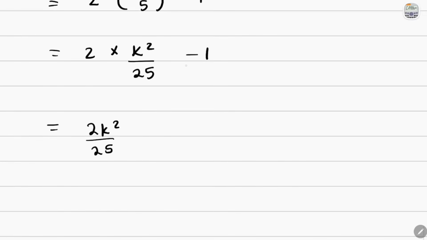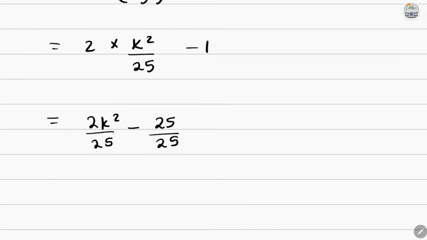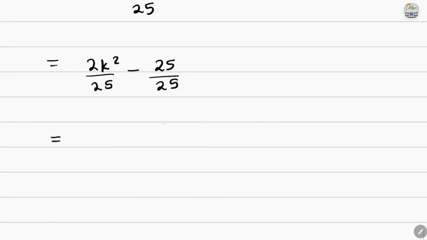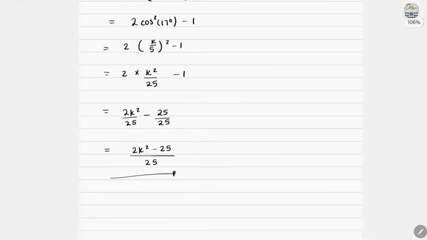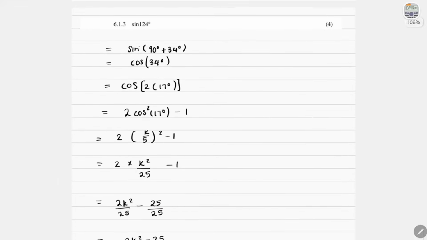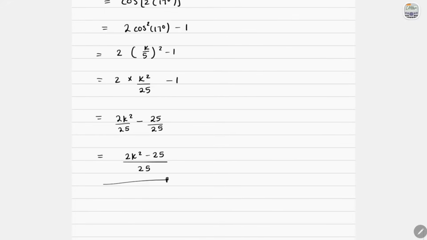Because the denominator is here and we are subtracting, when adding or subtracting fractions, the denominators need to be the same. So we can rewrite this negative 1 as negative 25 over 25. And so to write it as one single fraction, we have 2k squared minus 25 all over 25. And that is our answer. Okay, that is the value of sine 124 degrees. And moving on to the next question.